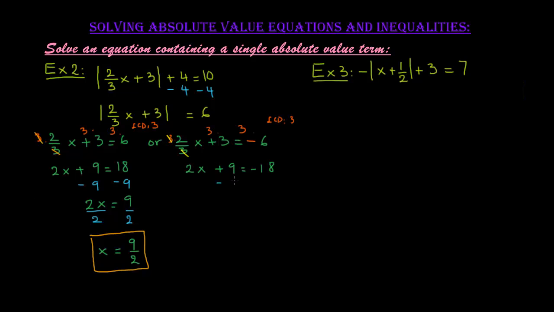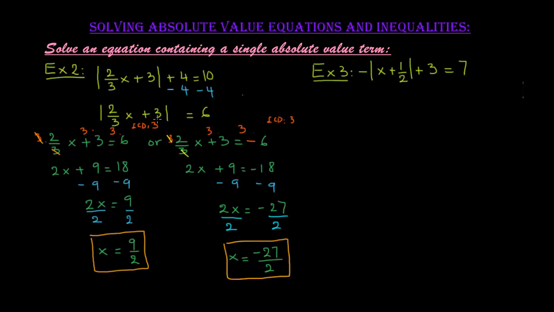2x plus 9 equal to -18. Then isolate the x, subtract 9 on both sides. So we have 2x equal to -27, yes, and divide both sides by 2. Then we have x equal to -27 over 2. And that is my second solution, for the negative equation.